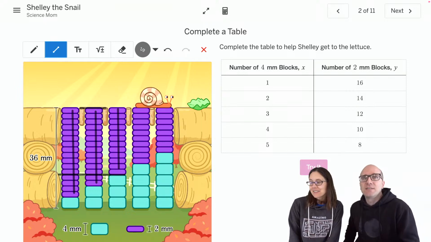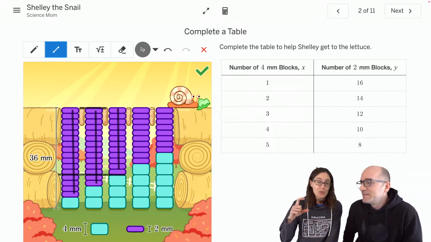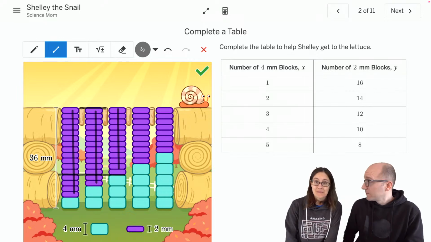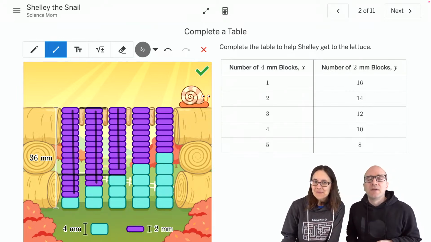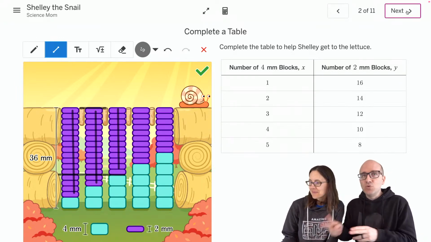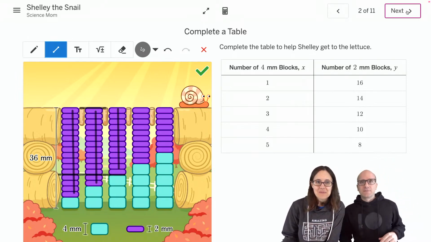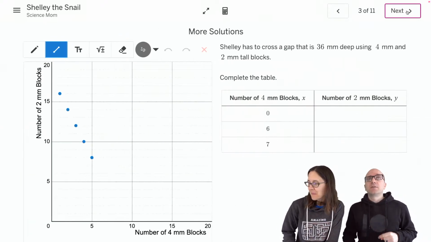Ta-da! Go, Shelley. And that makes sense because each of those blue blocks is like 2 of the purple blocks. Yeah, exactly. So you have to either replace 2 purples with 1 teal. Is that what color you would name that? Right. Very good. On to screen number 3.